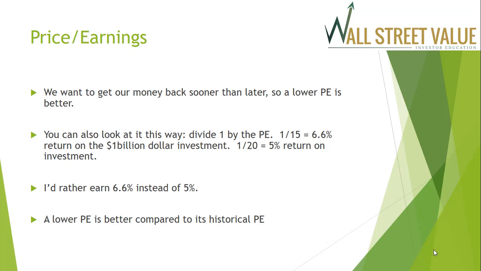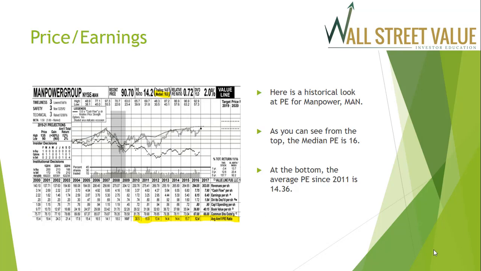Divide 1 by the PE. So 1 divided by 15 gives us a 6.6% rate of return on that billion-dollar investment. 1 divided by 20 is a 5% return on investment. I'd rather earn 6.6 instead of 5%. So again, a lower PE is better compared to its historical PE.